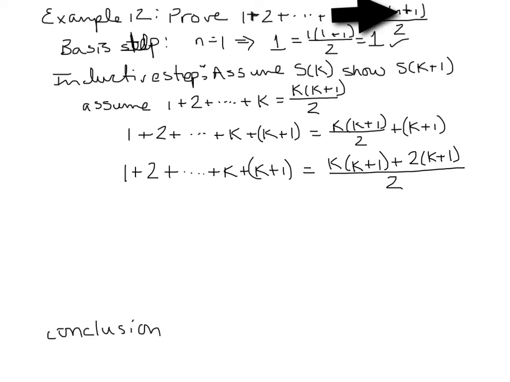Now on this right-hand side, notice I have k plus 1 in both of those terms, so I can factor out k plus 1. What's left in the first term is a k, what's left in the second term is a 2, and this is all divided by 2.